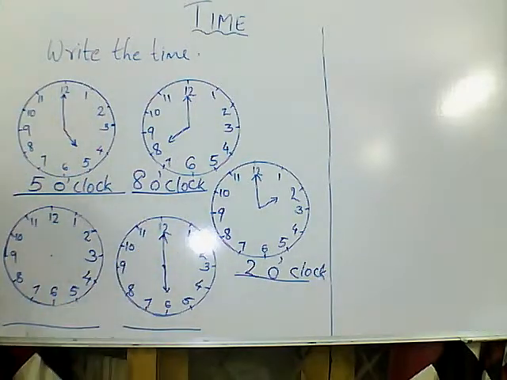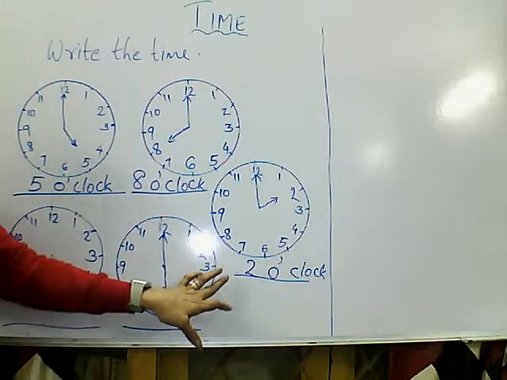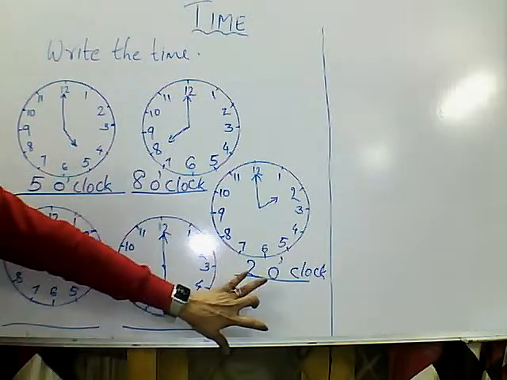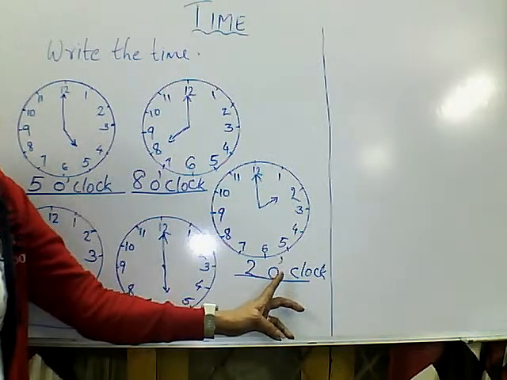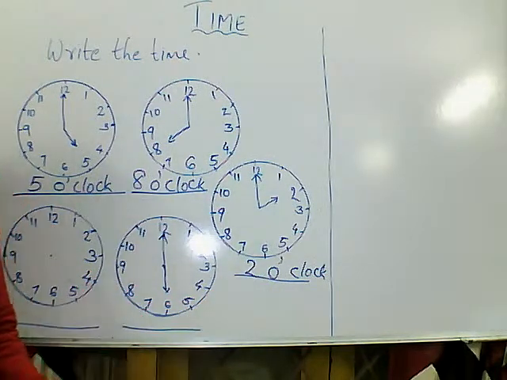What's the time now? 2 o'clock. O'clock. After 2 a little space, then O, then that. I told you, after L the second O, comma, then clock.